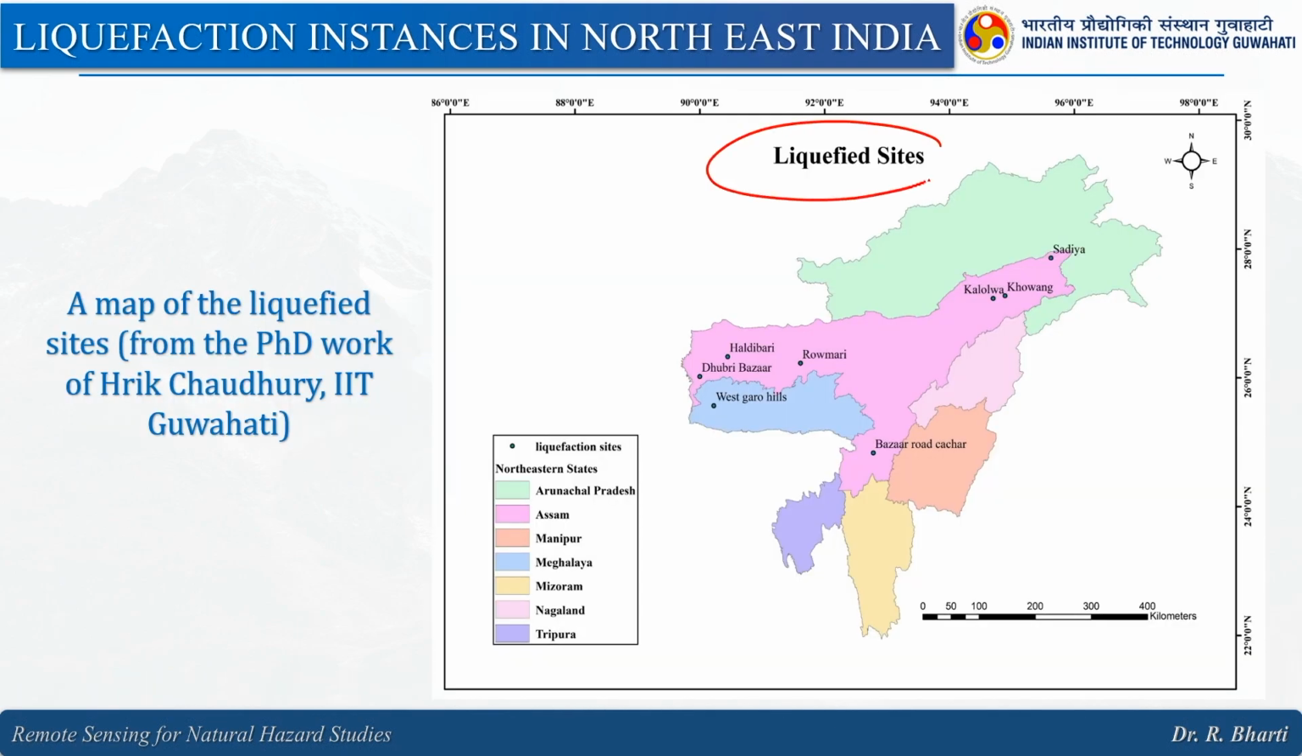This is the scenario of liquefaction in Northeast India. This is from the work of one of my PhD students, Rik Chaudhary, and here you can see Arunachal Pradesh, Assam, Manipur, Meghalaya, Mizoram, Nagaland and Tripura highlighted with different colors, right. And here you have the liquefaction sites, right.